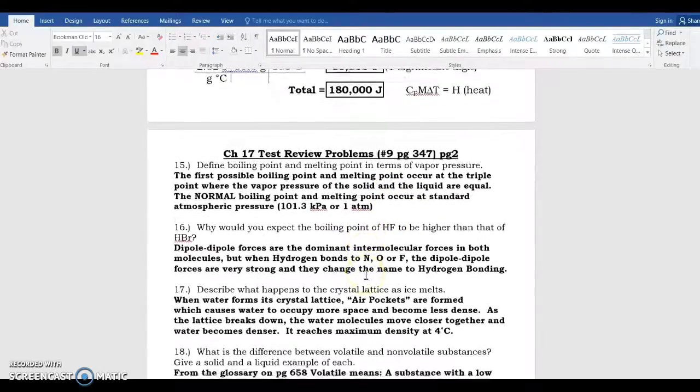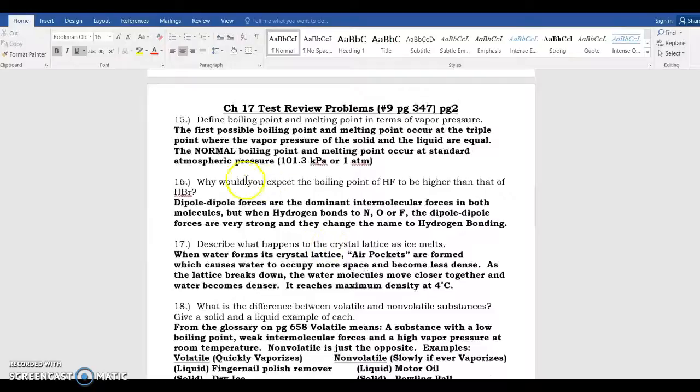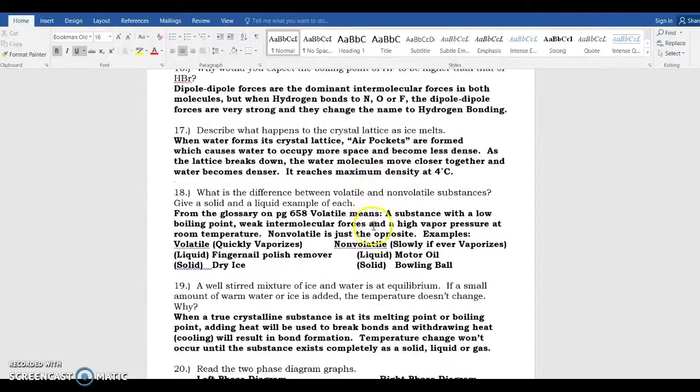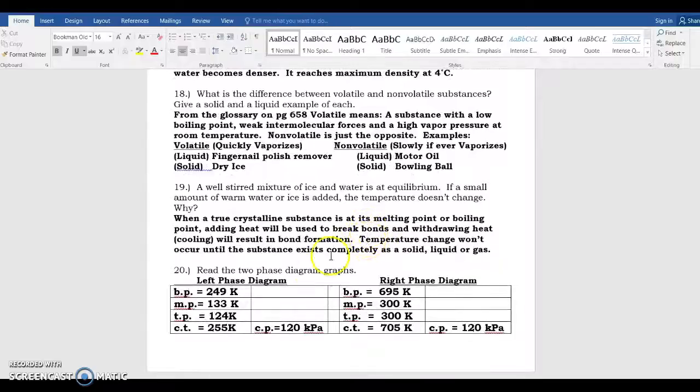And there are a lot of questions relating to these intermolecular forces and how they hold things together better. The stronger the intermolecular forces, the higher the boiling points, and in other words, it's held together tighter. And then we're going to talk about these little air pockets and ice and so forth. These are all great questions, and so make sure you get to those.